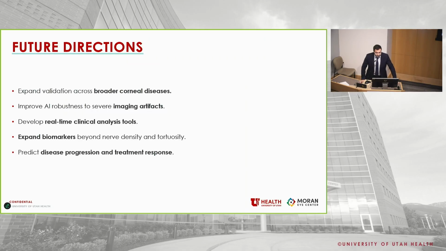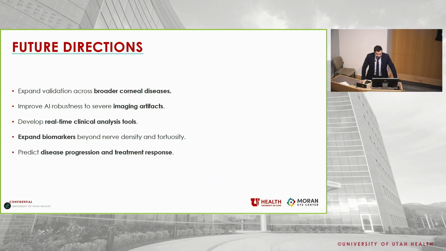Future directions, some thoughts to expand validation across broader corneal diseases. We can include more in our sample, and then test it on broader corneal diseases to make sure that it is applicable. Improving the robustness, getting more numbers to improve the image artifact removal. Developing real-time clinical analysis tools like the ones I used and trying to apply them to literature and whatever we can find in clinic. Expanding biomarkers, we were looking mainly at the nerves and immune cells, but we can look at more than density and tortuosity, and find other metrics.